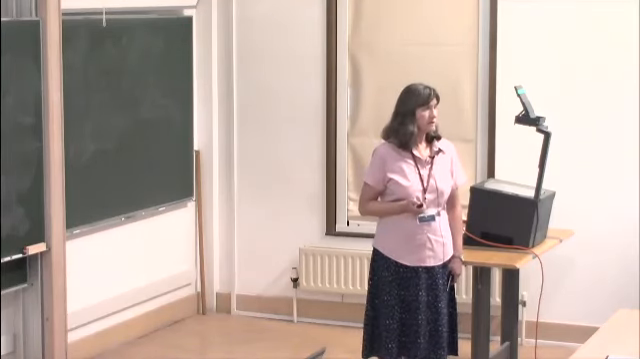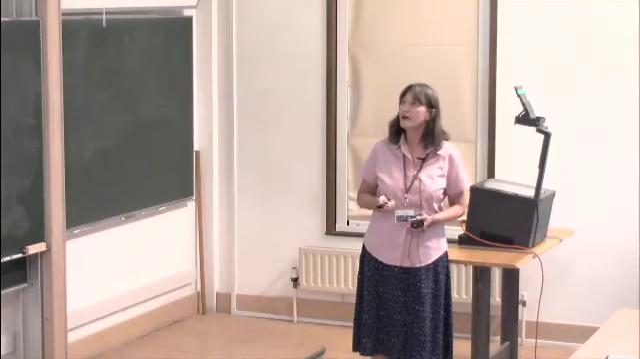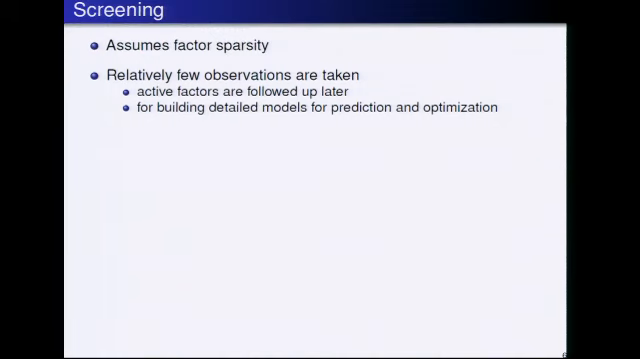So that means that we can assume factor sparsity. That means in our big pool of factors there are only a very few that have a large effect on the response. We are going to be taking relatively few observations relative to the number of effects that we want to estimate, with the idea that later on there'll be a follow-up experiment, and whatever we have discovered about active factors or active main effects or interactions will be investigated in more detail later, and then a detailed model will be fitted for prediction and optimization. So here we're only trying to find out which are the important effects.